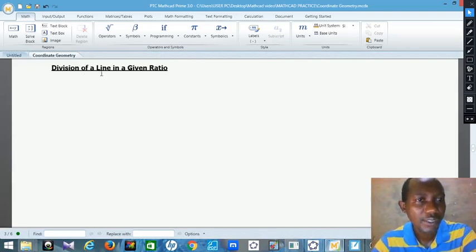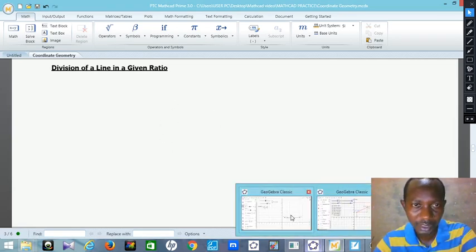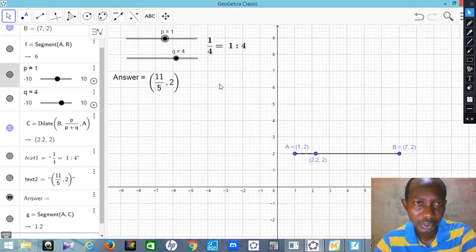Look at this division of a line in a given ratio. When a line is being divided into a given ratio, sometimes they may ask you to find the coordinate of the point of the division. I hope you understand what we mean by this. Let me show you with this graph work so that you understand what we are talking about. Let me use this to demonstrate it.